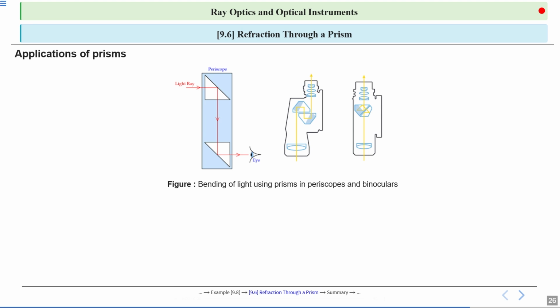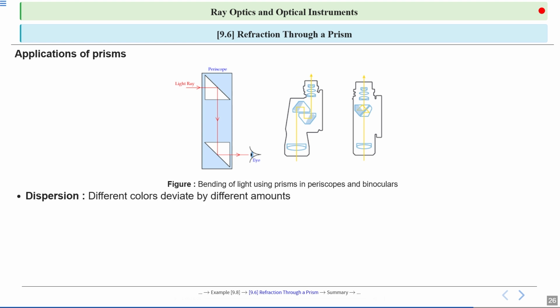So let's start by looking at how prisms bend light. This image illustrates the bending of light using prisms, which is a key principle in devices like periscopes and binoculars. Notice how the light path changes direction, allowing us to see around obstacles or magnify distant objects. This bending is due to refraction, where light changes speed and direction as it passes through different mediums.